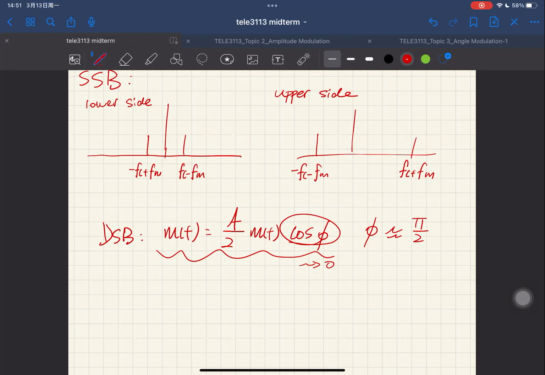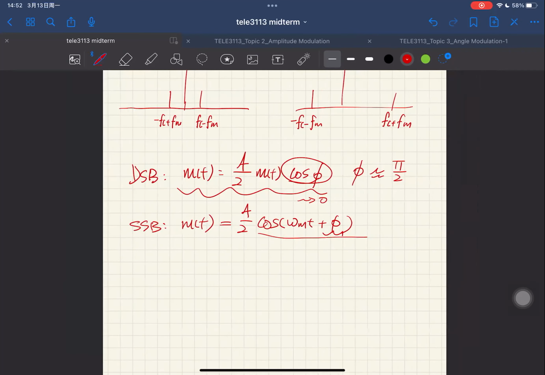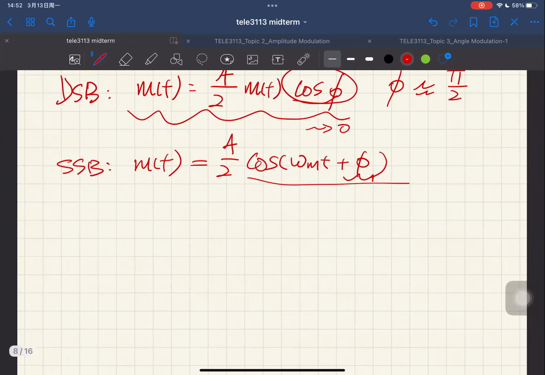But for SSB, it's like half cos of omega_M t plus phi. So this phi is inside your message signal, which only causes your message signal to have a little bit of phase shift. But because you will not have a cos phi term outside your expression, it will not actually affect your amplitude a lot, right? And in order to solve this phi issue, we're gonna use the PLL, which is the phase locked loop, and we're trying to eventually minimize it, right?